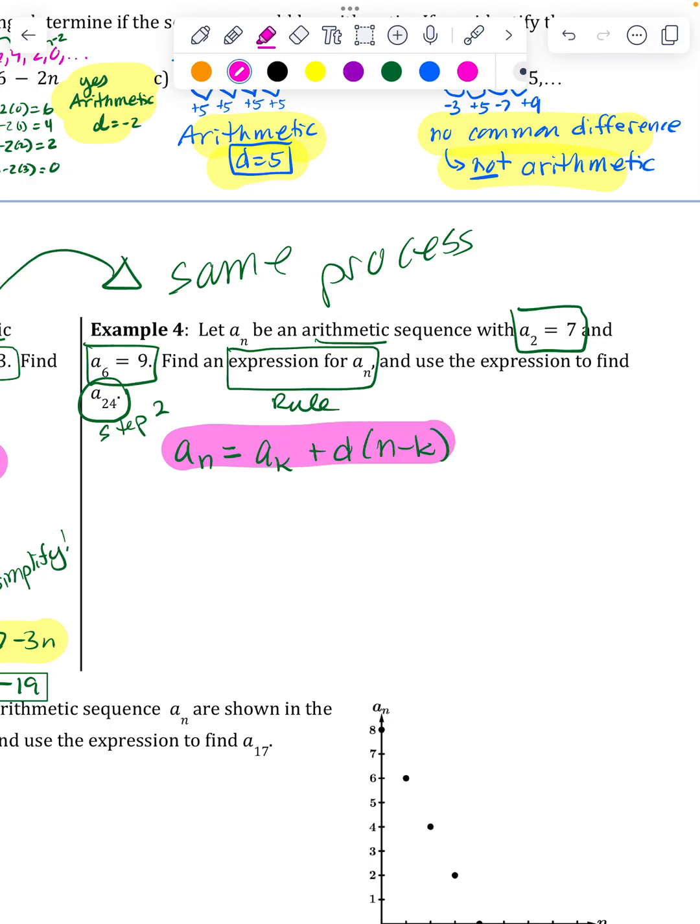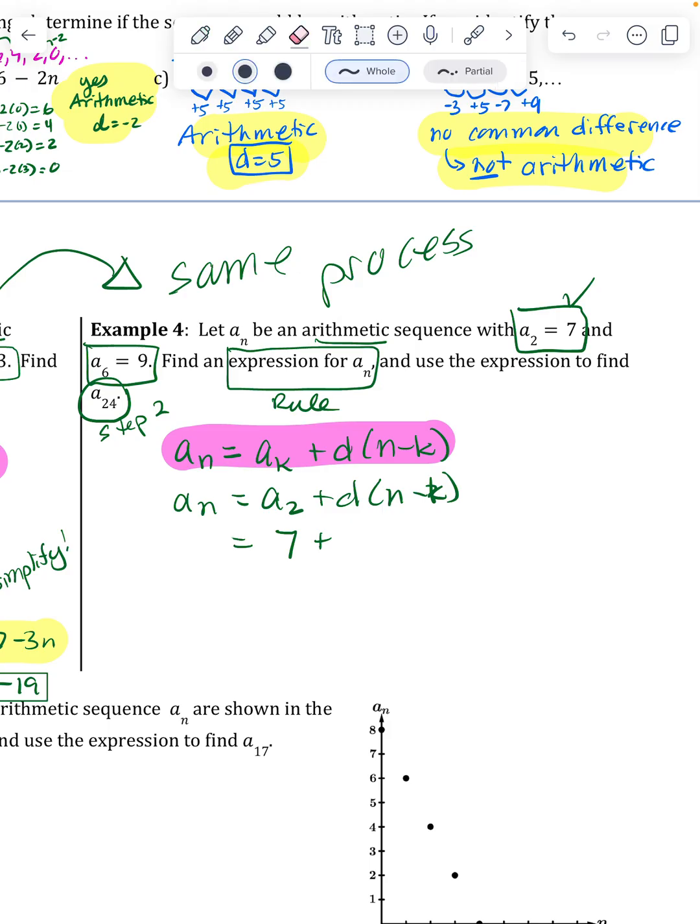That's my formula. In this particular problem, I'm going to be finding my a sub n, starting at a2 because I did not know the initial term. And then I'm going to be adding my common difference, n minus k times. So let's plug in what we know. I know that the second term is 7. I know that, oh, shoot, they didn't tell me the common difference. So I had to figure that out first.